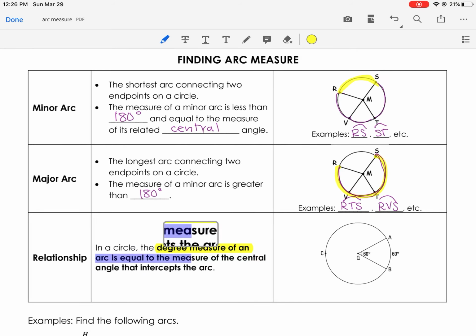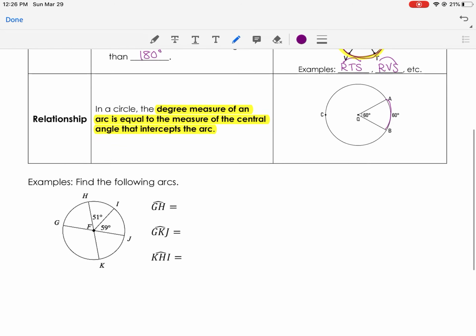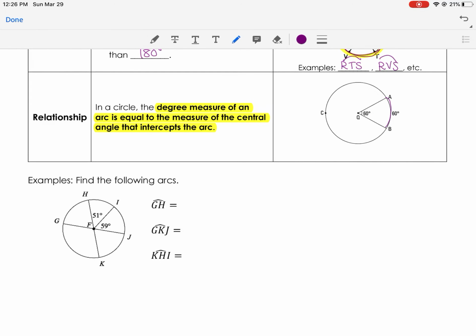Okay, as a reminder from last time, the degree measure of an arc is equal to the measure of the central angle that intercepts that arc. So they're talking about that arc there. Remember, they're talking about the minor arc. So minor arc AB is equal to that central angle that's at Q. So let's go ahead and see if we can find some arc lengths.